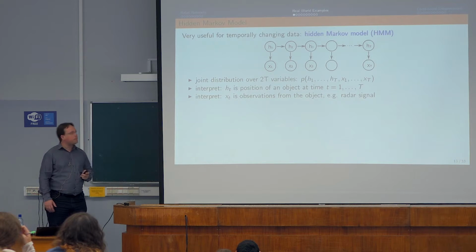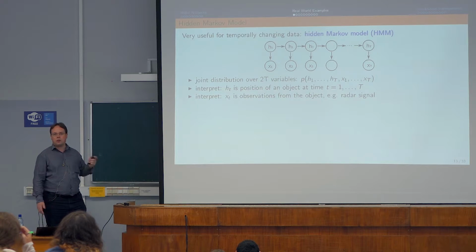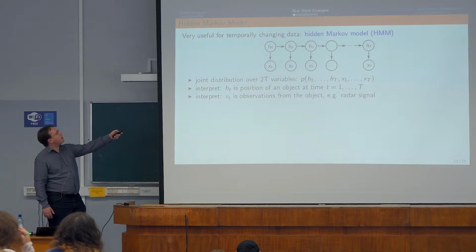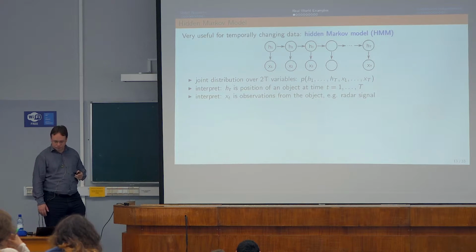So here's another one that makes a lot of sense. It's a hidden Markov model. We have 2 times T variables. T is some number, I don't know, 10. And they are arranged in the following way. We have one row here of h's. We have one row here of x's. The h's have a connection from left to right. The x's are connected to some h with an arrow from above.